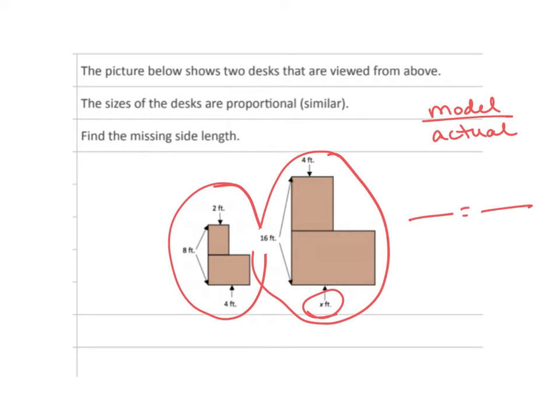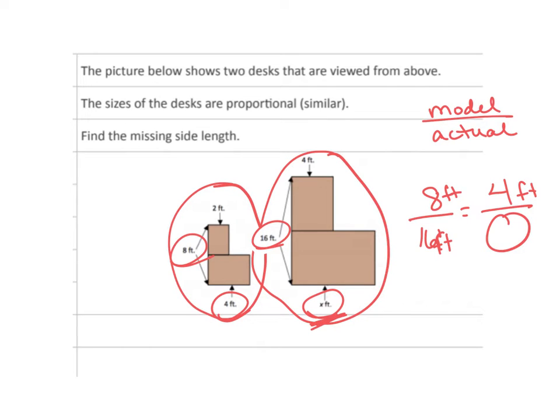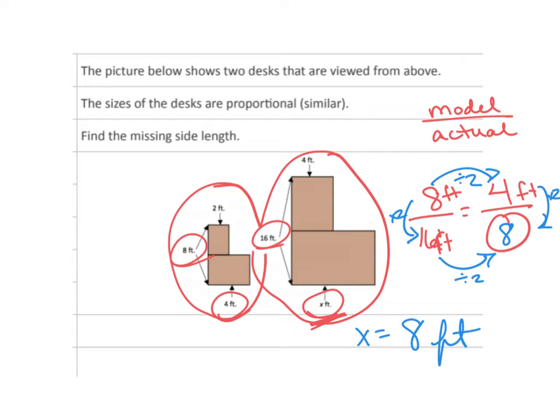And I only need 2 other pieces. So I'm going to use 8 and 16. So 8 feet on the model, 16 feet on the actual. So then I have 4 feet on the model, and I don't know what it is. That's our X on the bottom. And again, you want to find something easy. I can go that way, which would be times 2. I could go this way, which would be divided by 2. I don't care which way. They're both easy. 16 divided by 2 is 8. 4 times 2 is also 8. So X equals 8 feet.